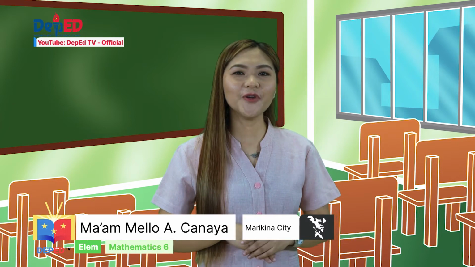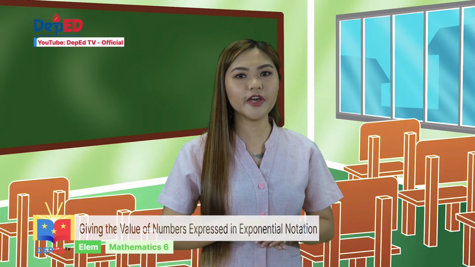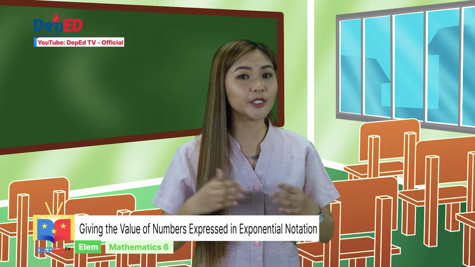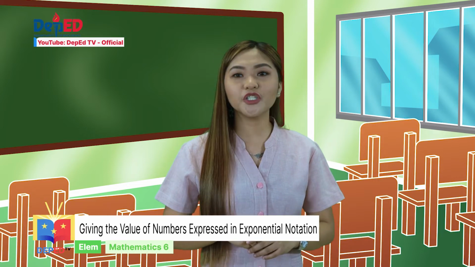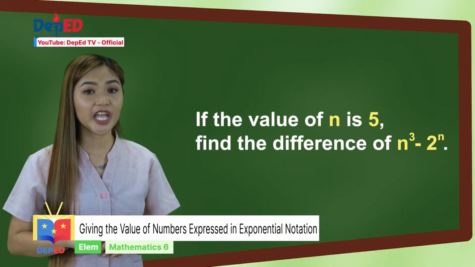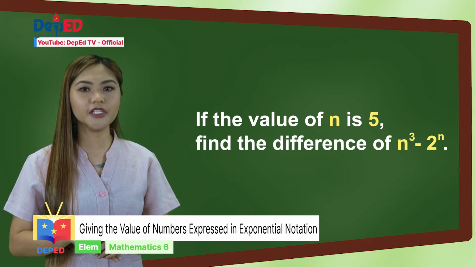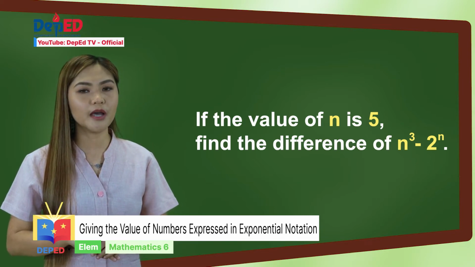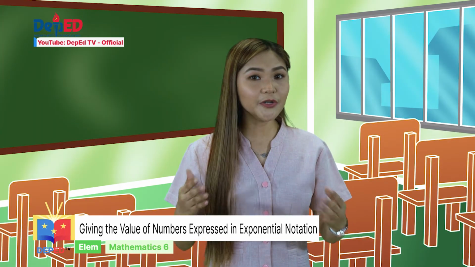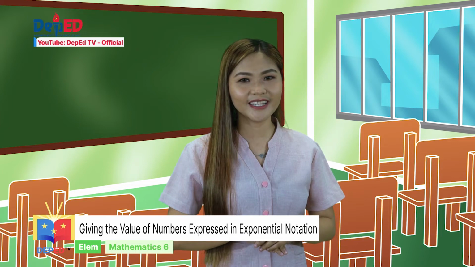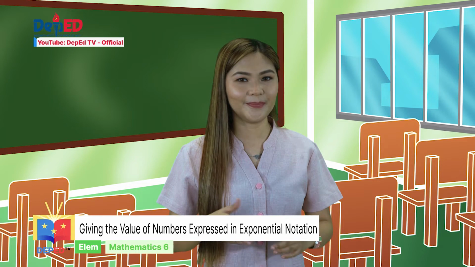Now, if you have really understood how to give the value of numbers expressed in exponential notation, this activity should be easy for you. If the value of n is 5, find the difference of n cubed minus 2 raised to the n power. Are you ready to solve for the answer? Let's do it step by step.